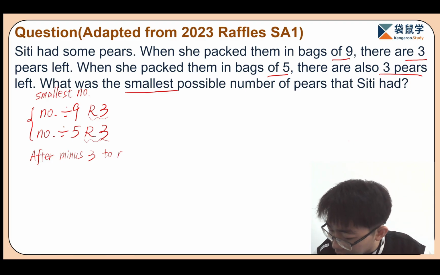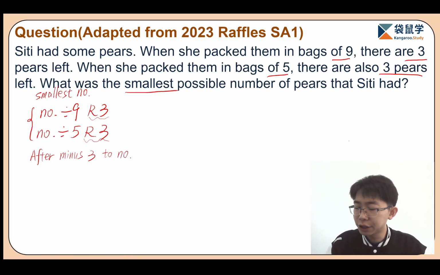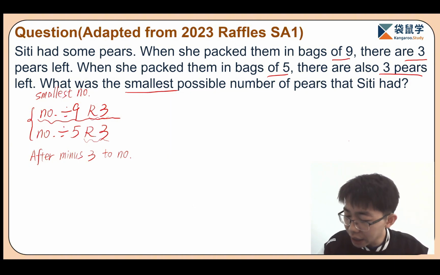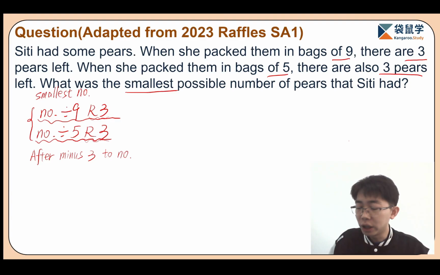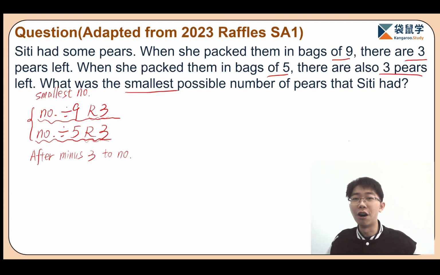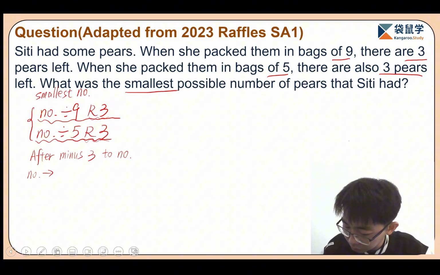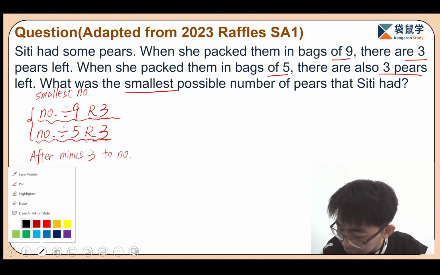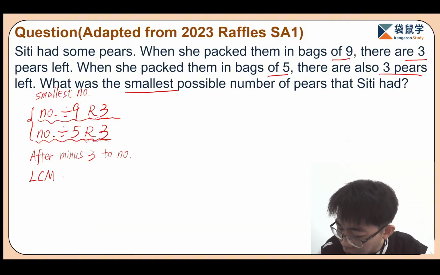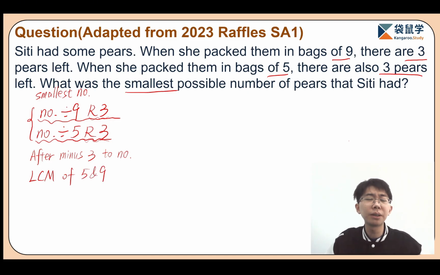After minus 3 to our number here, let's check out the first constraint here. After divided by 9, will we still have a remainder 3? No more. Now similarly, after divided by 5, we also had a remainder 3. Also no more. So after minusing 3, our number is a least common multiple of 5 and 9. Now what is the least common multiple of 5 and 9?